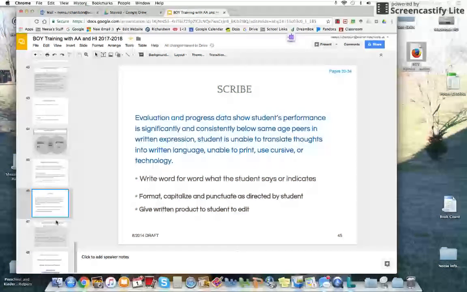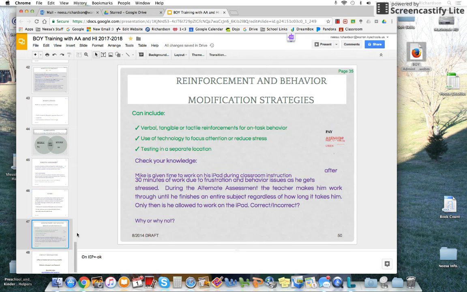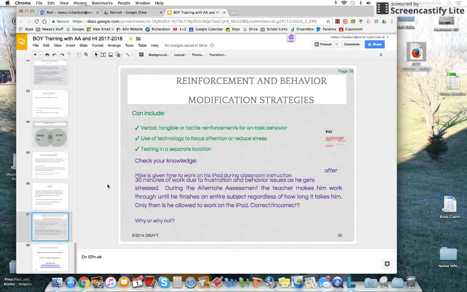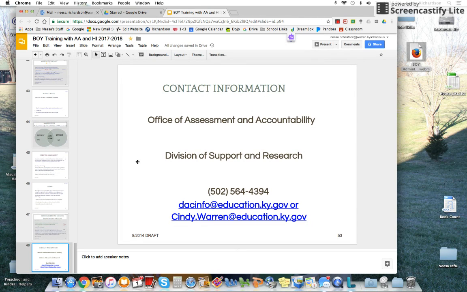And we already talked about the scribing is very similar. The reinforcement behavior strategies might look very different for a student with alternate assessment. However, as long as it's consistent throughout the year and follows the other administration code and inclusion code, then it is acceptable. Okay. That is the end of my slideshow.